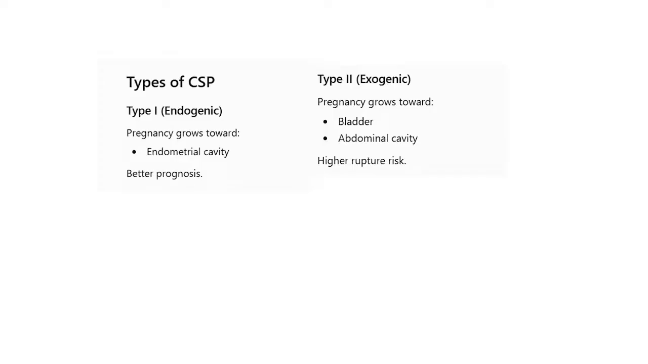So now, the types of CSP. Type 1 is called the endogenic type. The pregnancy grows towards the endometrial cavity and has a better prognosis. Type 2, which is the most dangerous, is the exogenic one. The pregnancy grows towards the bladder and the abdominal cavity, and it has a higher risk of rupture.